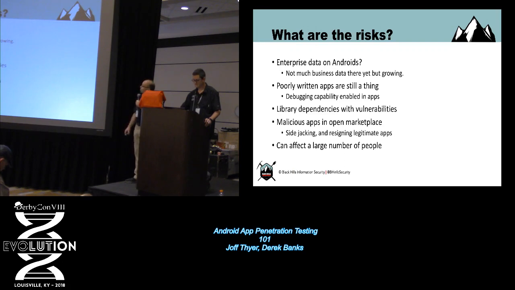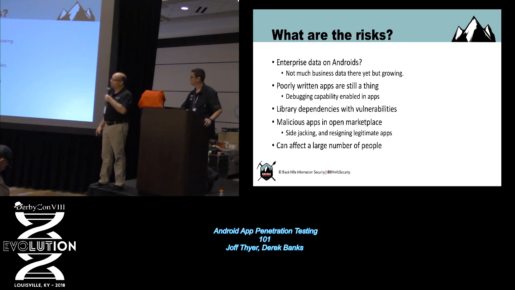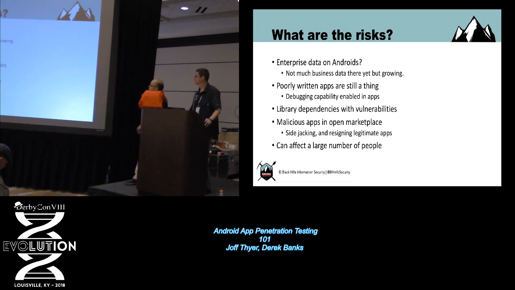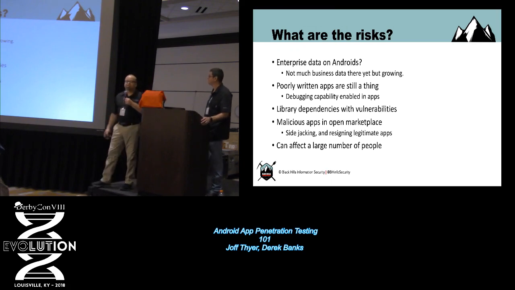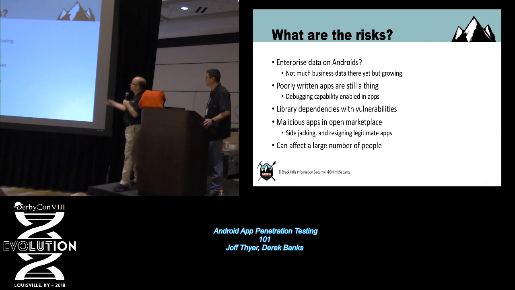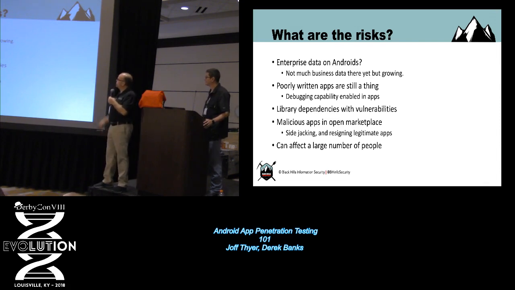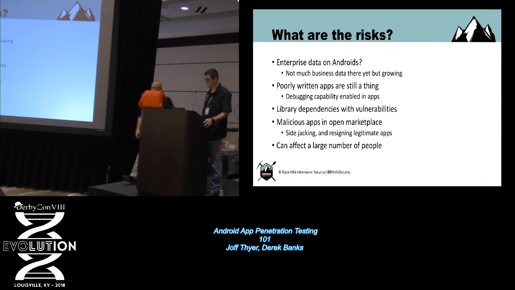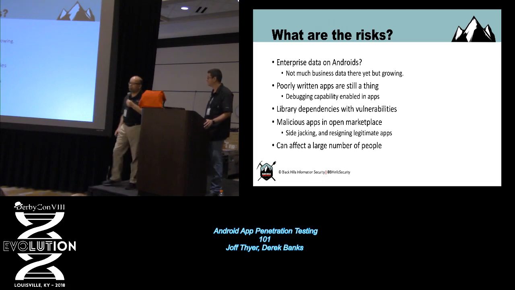All right. What about the risks? Anybody got some enterprise data on Androids? Well, yeah. Are you reading your work email on your Android? I'm thinking you are. Poorly written apps? Yep. Debugging capability enabled in apps, right? That's a big deal. It happens. Library dependencies with vulnerabilities. It happens in the mobile space all the time. And of course, malicious apps, sidejacking and redesigning legitimate apps, right? And we can affect a large number of people. It's kind of a fun space.